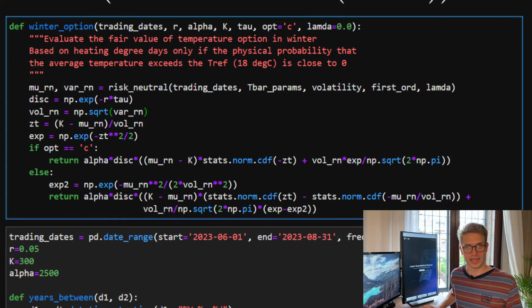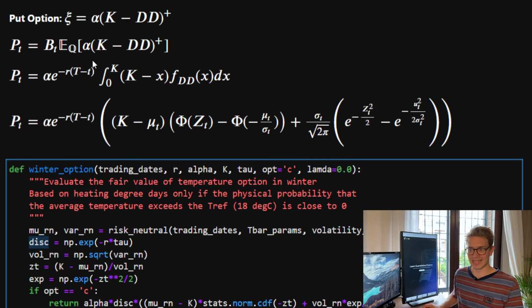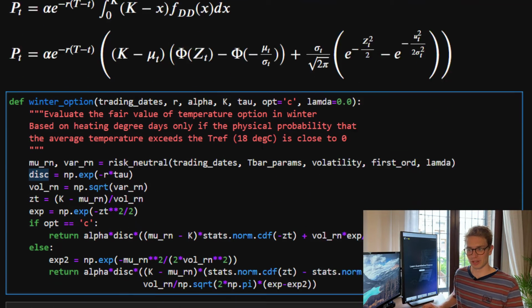First thing we're going to do, let's calculate our risk neutral mu and our risk neutral variance. How do we get that? Well, all I need to do now is apply our risk neutral function with our trading dates, T-bar parameters for our model, our volatility, and then our volatility model and our first ordinal and lambda. Once I've got that, all I need to do is come up with some functions to actually make this calculation a little bit more tangible in Python.